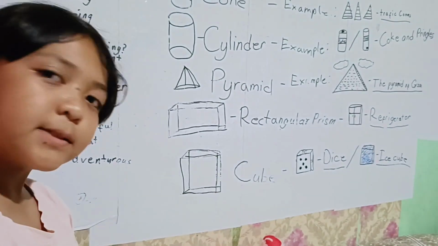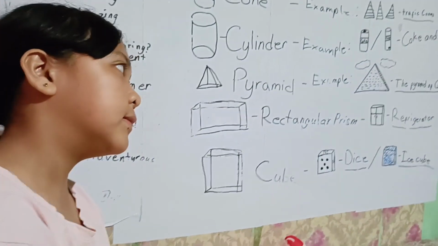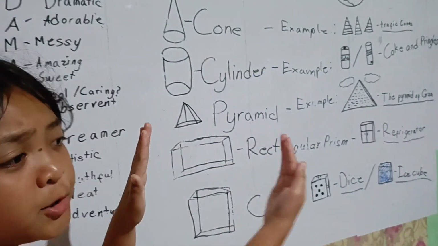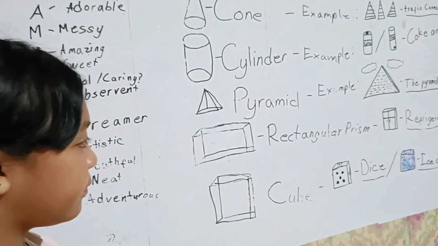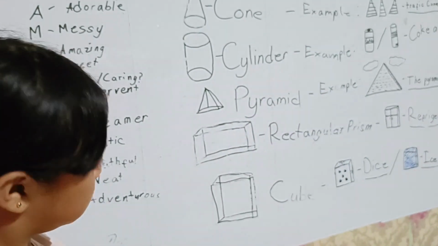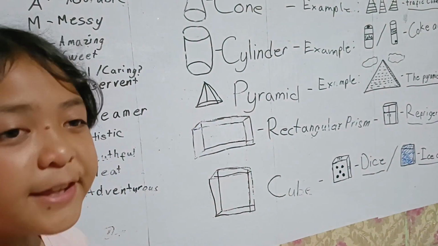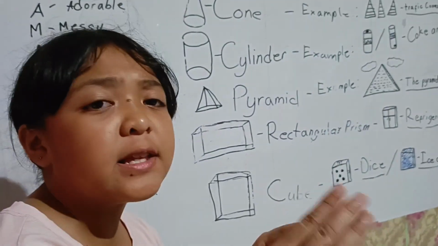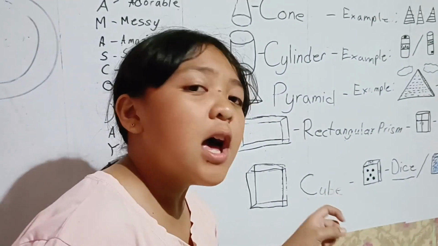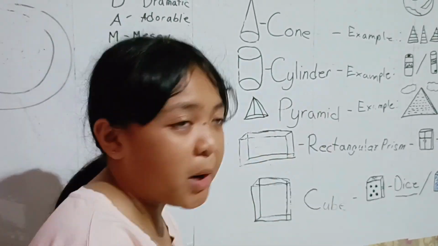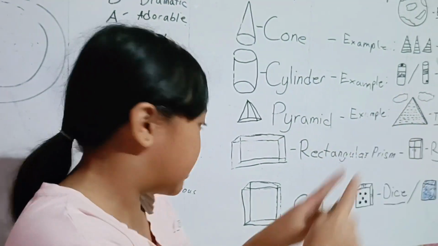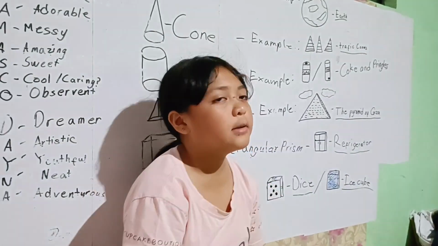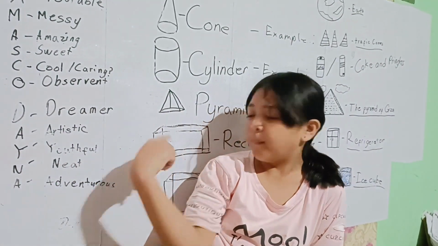What makes it different from a rectangular prism? Well, they're somewhat the same, but a cube is symmetrical. It is a three-dimensional shape, either solid or with perfect sides. We have 6 equal faces, made up of squares. Symmetrical. That makes it different from a rectangular prism.